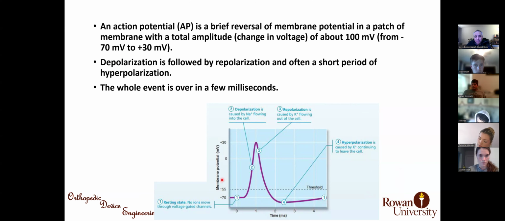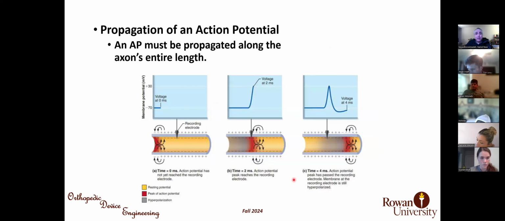This is a cycle of action potential: resting, depolarization, repolarization, hyperpolarization, and again resting. This is called one nerve impulse. When it happens, as you see, it takes a few milliseconds. So when it happens at a single location.